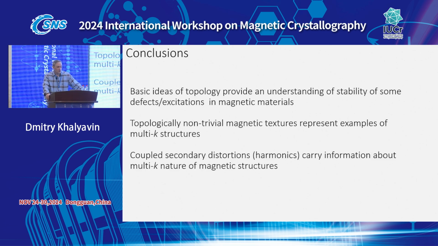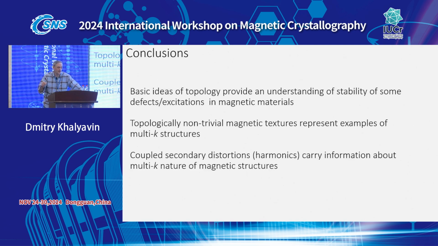And topologically non-trivial magnetic textures represent examples of multi-K structures. So when we have a case of long-range order topological defects, in our language as crystallographers that implies that we have multi-K magnetic structures. And finally, secondary distortion harmonics carry information about the multi-K nature of the magnetic structure. That is the key to understanding that we are indeed dealing with multi-K structures. And again, a multi-K structure does not necessarily mean that it will be topological and a skyrmion lattice. But at least it is a necessary condition.